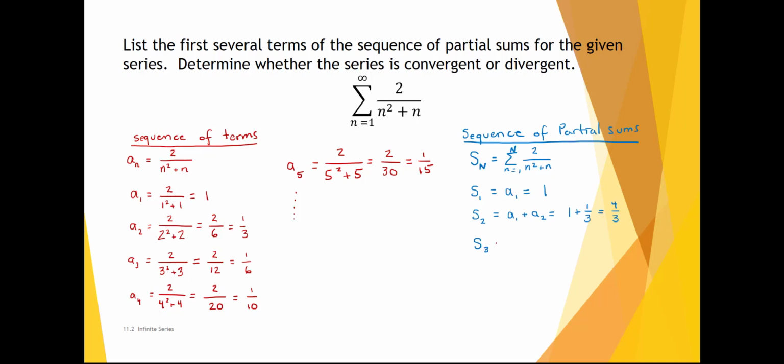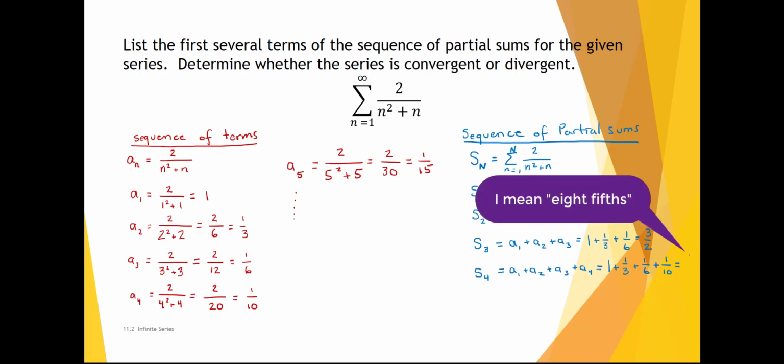The third term in our sequence of partial sums is the sum of our first three terms, which is 1 plus 1/3 plus 1/6, which is 3/2 altogether. The fourth term in our sequence of partial sums is a1 plus a2 plus a3 plus a4, which is 1 plus 1/3 plus 1/6 plus 1/10, which altogether gives us 8/5.